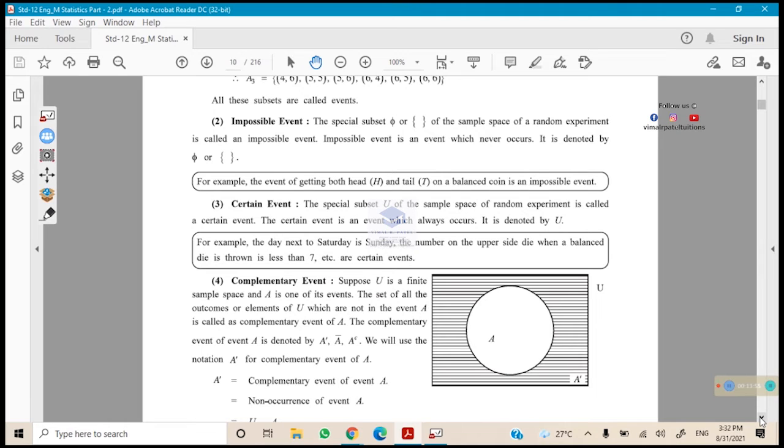You can see in the figure. This whole rectangle is U. The circle portion is A and all other portion is A dash. Means all outcomes which are in U but not in A are called complementary events.